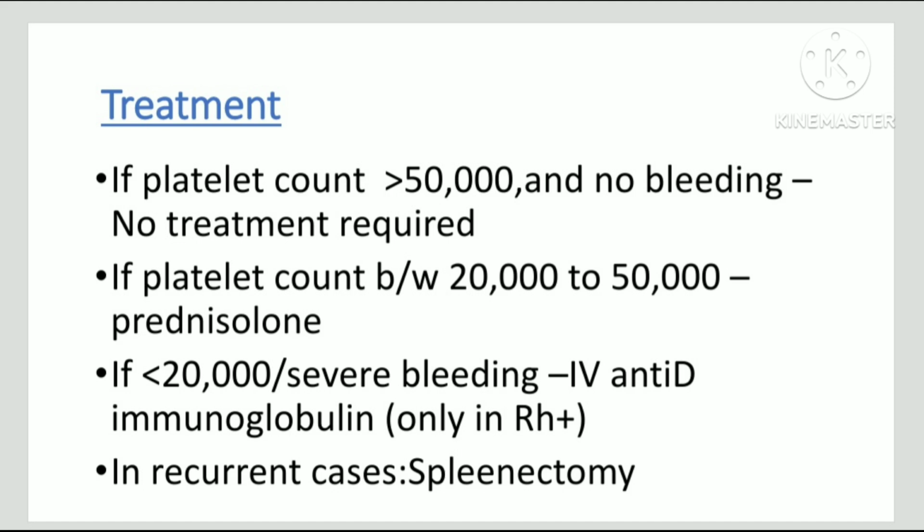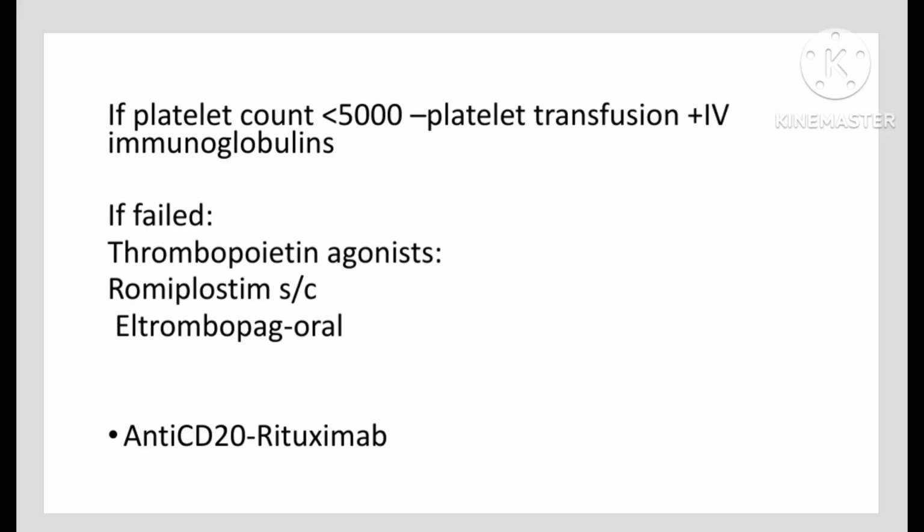When this destruction site, the spleen itself, is removed, then the platelets will not be destroyed. So this is the idea behind this. As you know, before splenectomy, what is the very important thing you have to do before the surgery? Yes, you have to vaccinate the individual against the capsulated organisms like Haemophilus influenzae, meningococcus and pneumococcus.